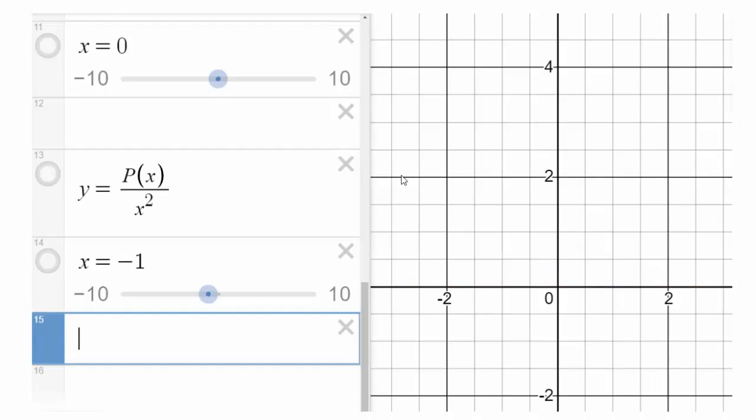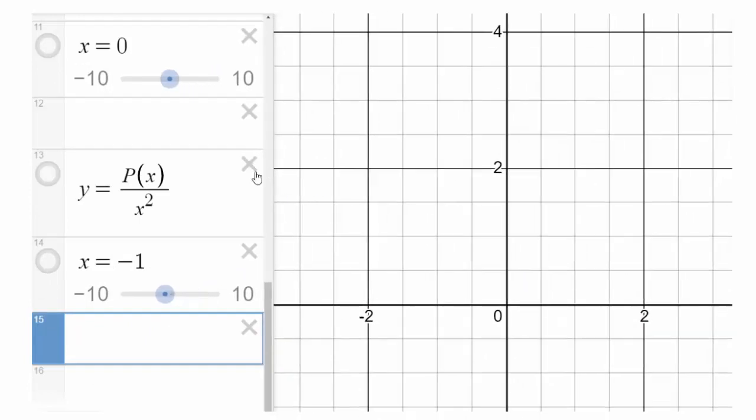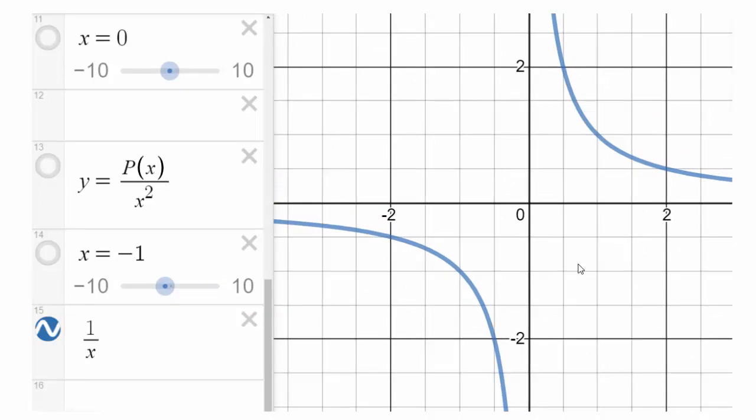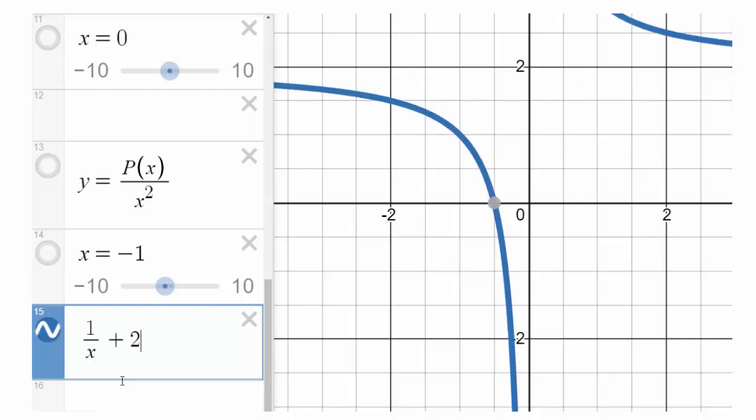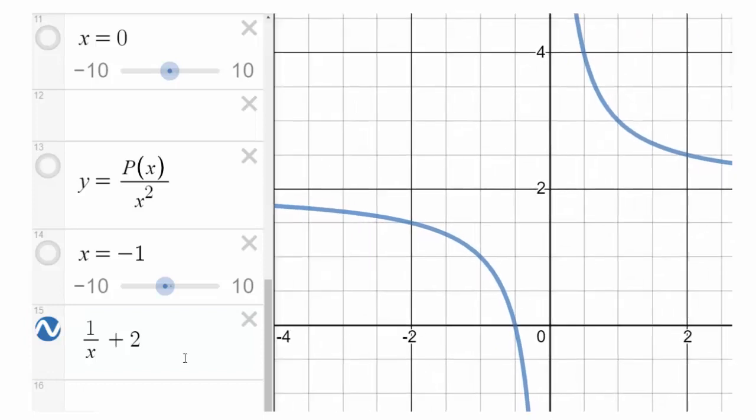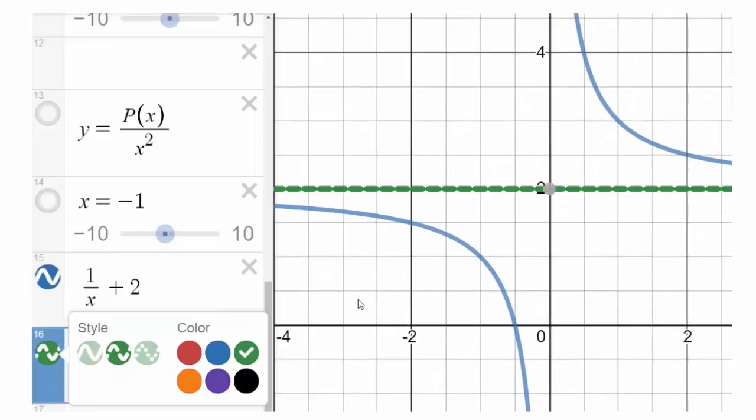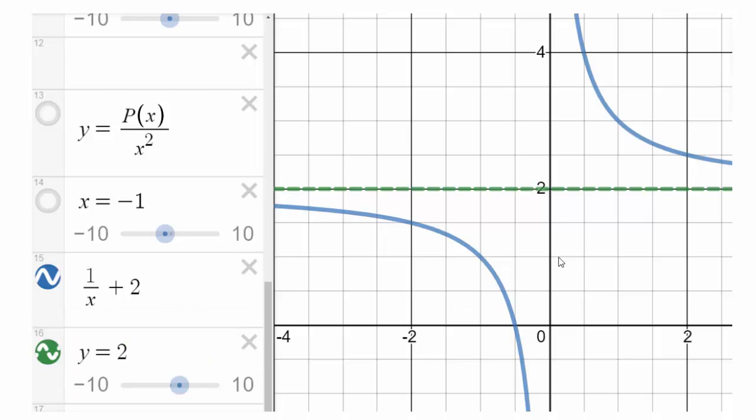All right, let's enter some functions here that we created. We already know some of our power function. That's our 1 over x. If you wanted it to have a horizontal asymptote at, say, 2, then you would have the quotient to be 2. So here is our graph with quotient 2. So y equals 2 is your horizontal asymptote. So x equals 0 is your vertical asymptote.